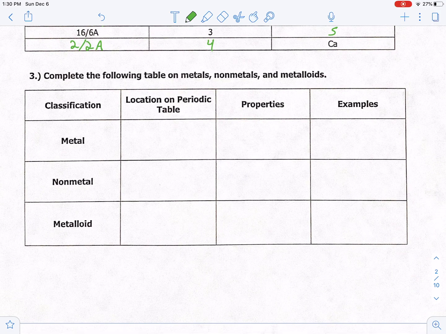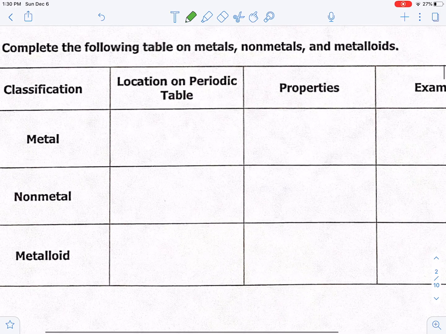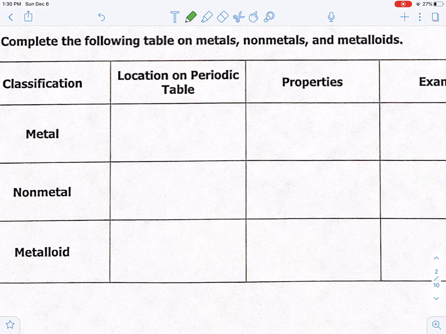All right, so now we're going to go on to metals, nonmetals, and metalloids. We're just going to talk briefly about this. Metals are going to be on the left side of the staircase.